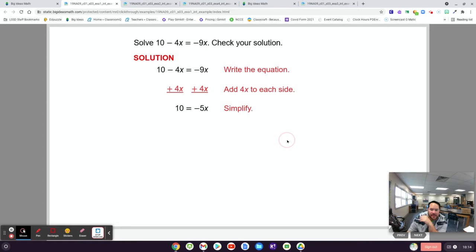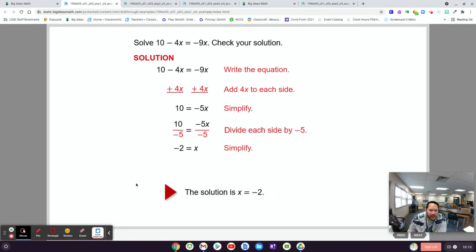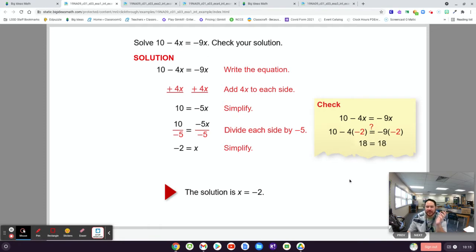So then you would divide by negative 5, and you'll find out that x equals negative 2, which again, you can plug in to the original equation to see if that works. You have to plug in that negative 2 to both these x's. So when you plug it in here, you get 10 minus 4 times negative 2, which is like 10 plus 8. And then here, negative 9 times negative 2 is 18. And you get 18 equals 18. That works. That's the correct answer.